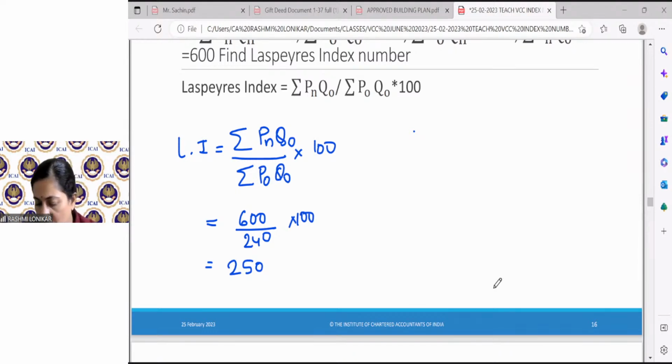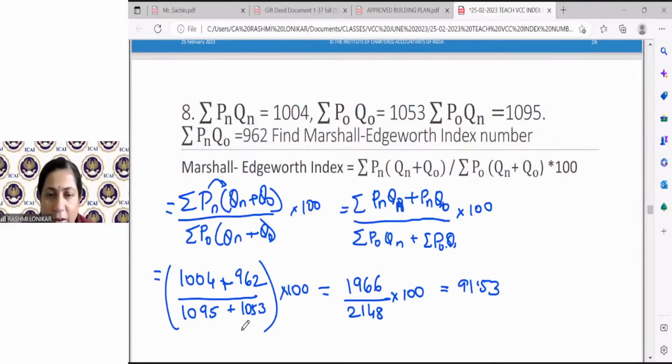600 divided by 240 is how much? 2.5. This is equal to 2.5 into 100. Okay, and that is why you are getting this answer. Yes, Vaishnavi. Okay, very good. Now we are finding Marshall-Edwards. So we are getting 91.53.